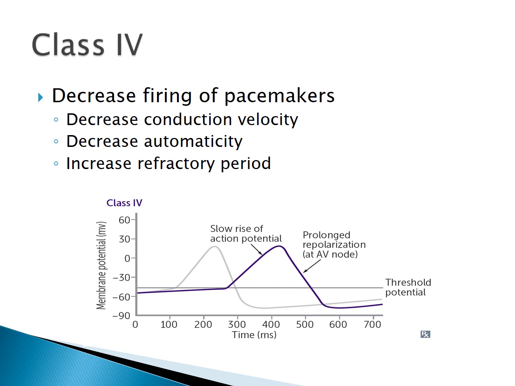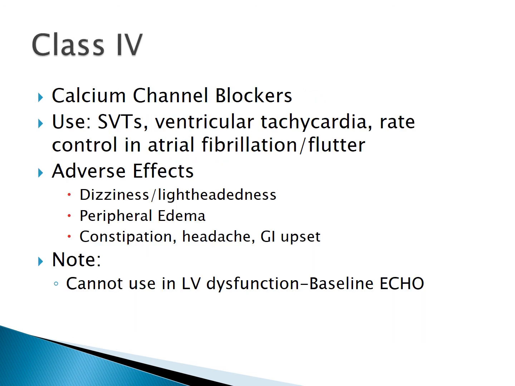As you can see in this diagram, they slow the rise of the action potential and prolong repolarization at the AV node. They decrease conduction velocity, automaticity, and increase the refractory period. You will see a lower heart rate and can have a prolonged PR interval. The calcium channel blockers are used in SVT, VT, and rate control for AFib and flutter.